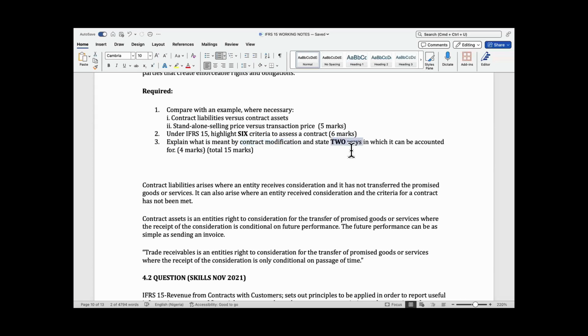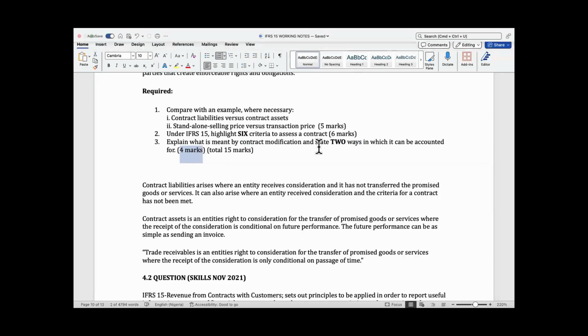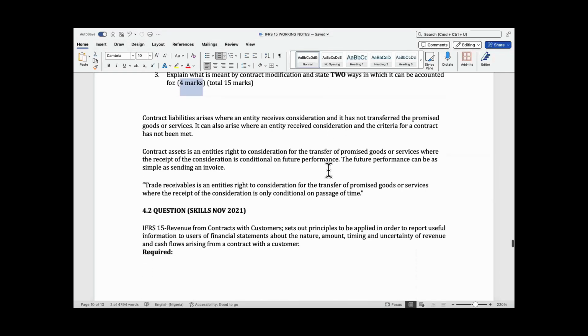Either you account for it separately and see it as a separate contract, or you update and adjust the existing contract. So those are the 2 ways available. You treat it as a separate contract if it meets those 2 criteria: the change in scope is because of an addition of promised goods or services, and the change in price reflects standalone selling prices.